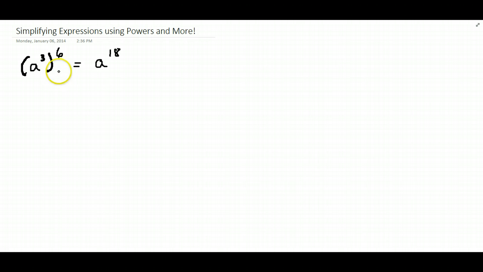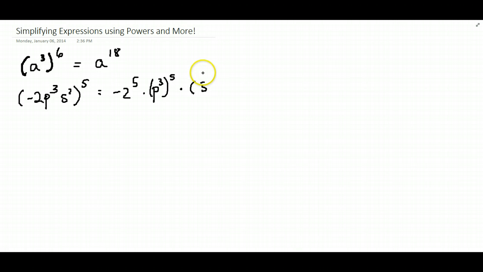Okay, so now what if we have open parentheses negative 2 p to the third s to the second, close parentheses, raised to the fifth power. So that means we need to distribute that fifth power to everything inside the parentheses. So first we have negative 2 raised to the fifth power times p to the third power raised to the fifth power times s to the second power raised to the fifth power. And then we need to simplify it.